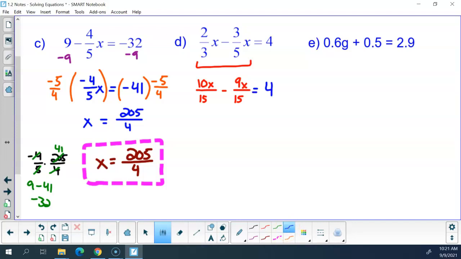10x over 15 minus 9x over 15 is 1x over 15, or just x over 15. Multiply both sides by 15. And x equals 60. 2/3 times 60 is 40. 3/5 times 60 is 36. 40 minus 36 is 4. Checks out.